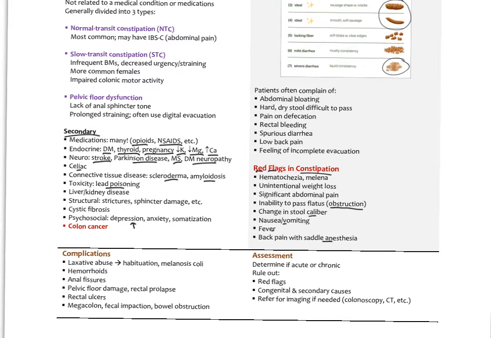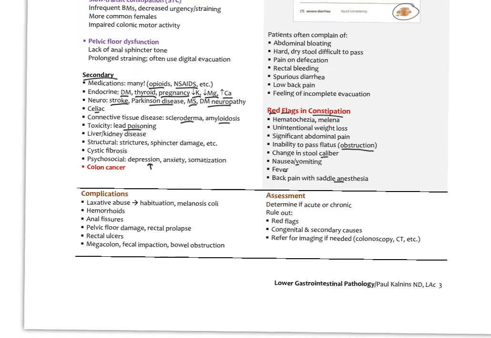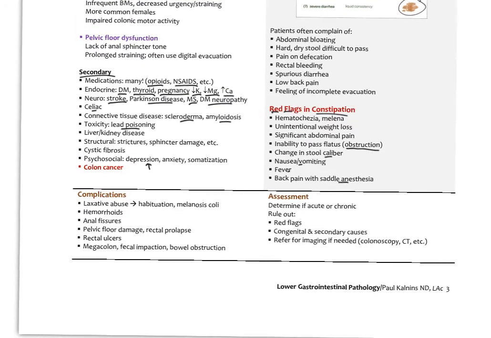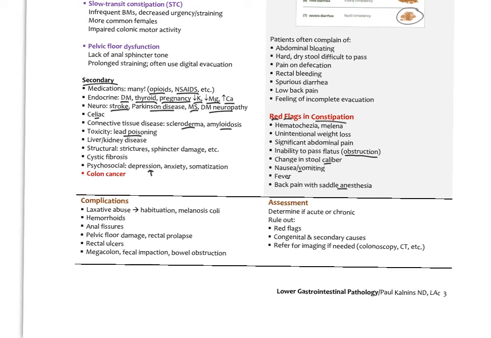Now, the complications of constipation: a lot of people, especially with the primary constipations, will take laxatives, and there is a habituation phenomenon. If we look at the treatments, I'm not going to discuss those in depth here, but there are several approaches to constipation. One is to use fiber, and that would be psyllium and so forth. And we're talking about primary constipation here. Number two would be to use what are called osmotic laxatives.